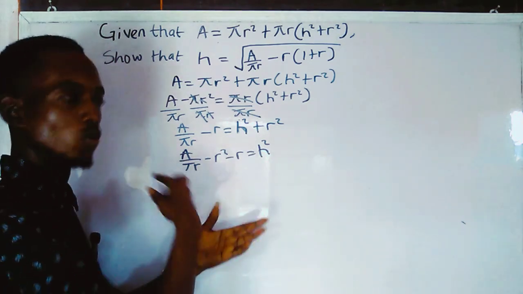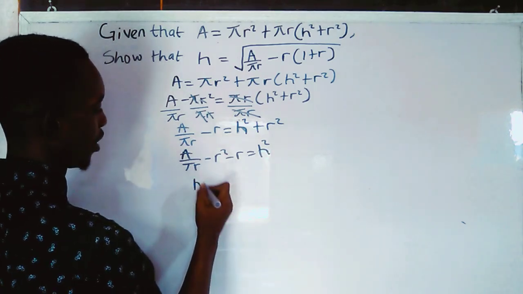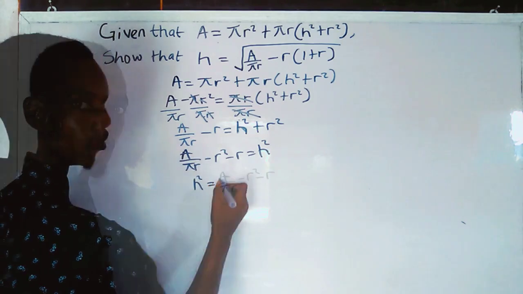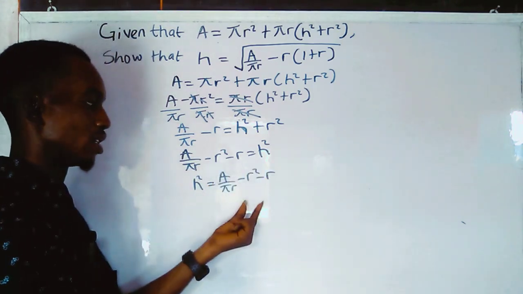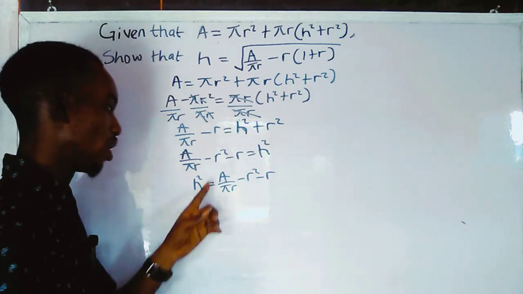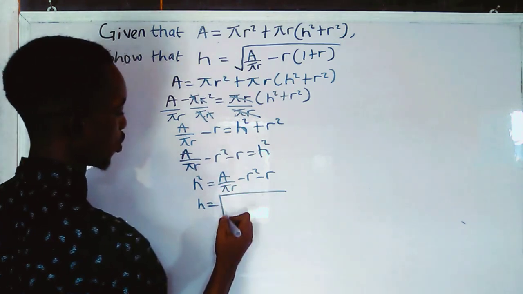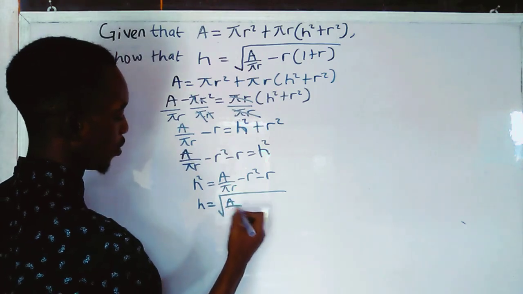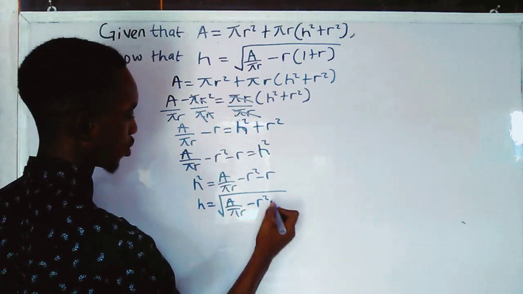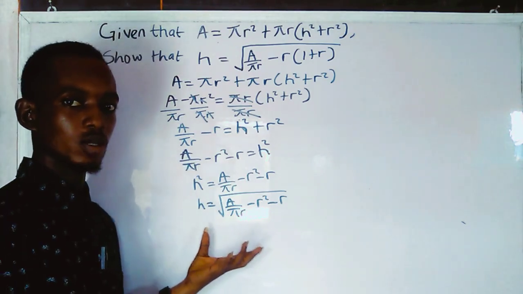Let's flip this equation because we like h to be at the left hand side. So we have h squared equals. Now, lastly, let's take the square root of this side so as to make h totally isolated without any square. Then we have h equals square root of A over pi r minus r squared minus r. Now we have successfully made h the subject of formula.